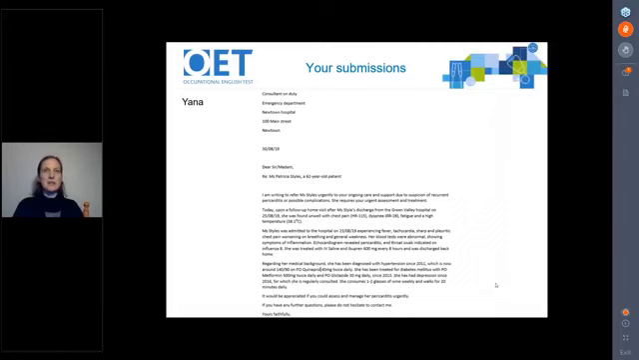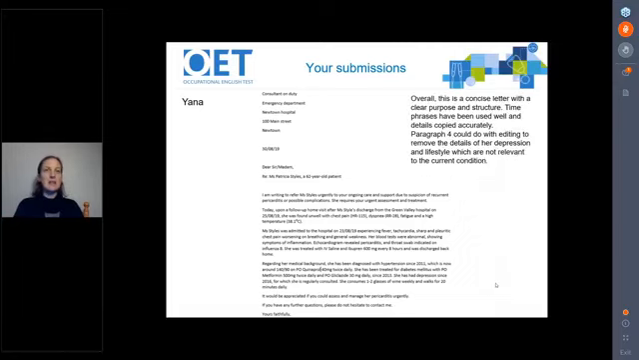This letter is from Jana. This is a concise letter and it has clear purpose and structure. Time phrases have been used well and the details have been copied accurately.